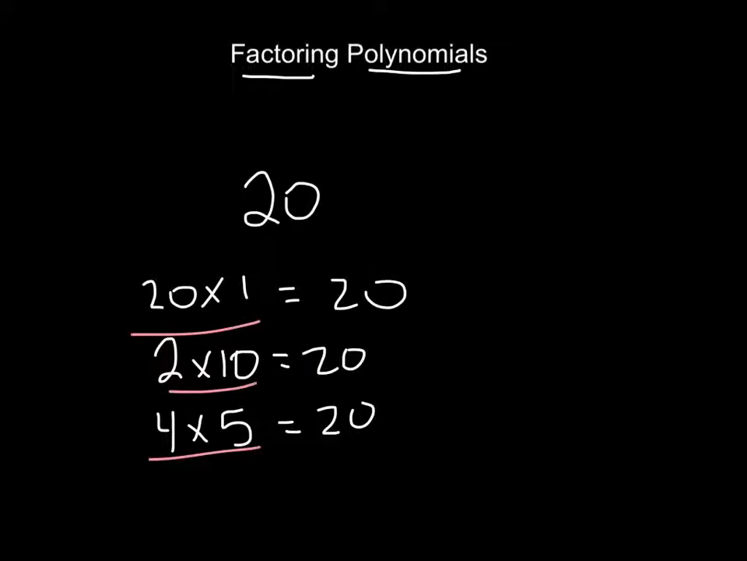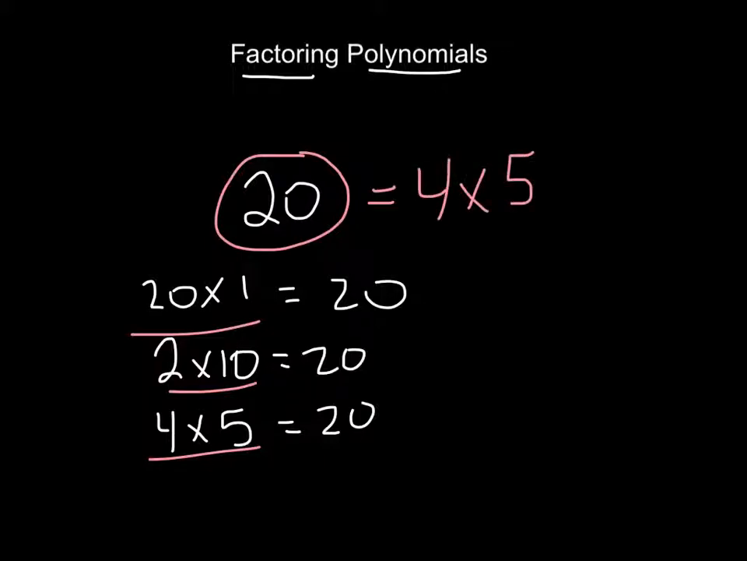And of course they're commutative, so rather than just saying 4 times 5, I could also say 5 times 4, that doesn't really matter. And that's what I'm doing to this number. If I wanted you to factor 20, we would say 20 is equal to, or is equivalent to, 4 times 5, or whatever factor pair you wanted.